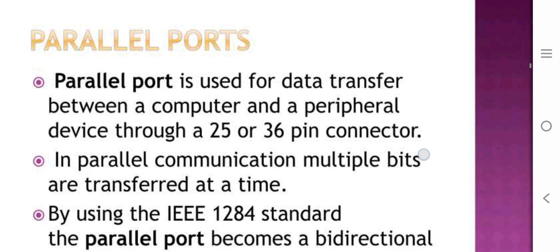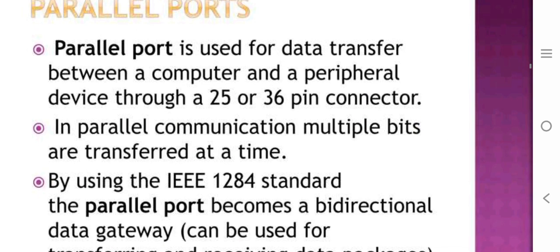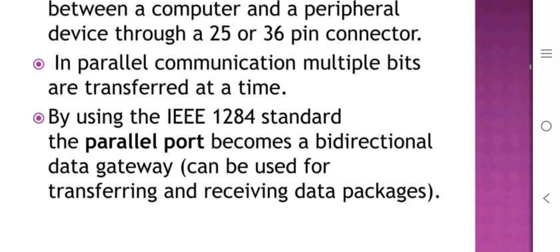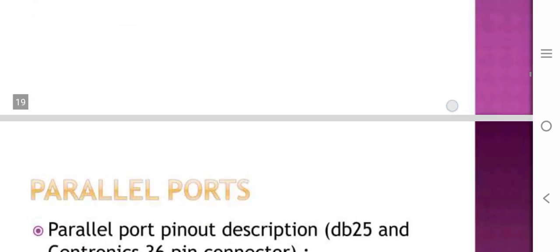Now the first port is the parallel port. The parallel port is used to transfer data between the computer and an external device such as a printer, using a 25 or 36 pin connector. In parallel communication, multiple bits of data transfer at the same time, which makes it faster than serial communication. The IEEE 1284 standard allows the port to send and receive data, making it bidirectional. The diagram shows the parallel connector with many pins arranged in parallel.